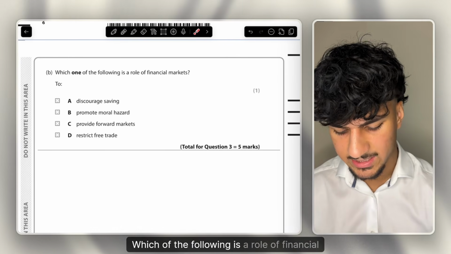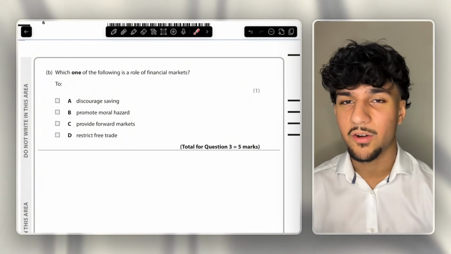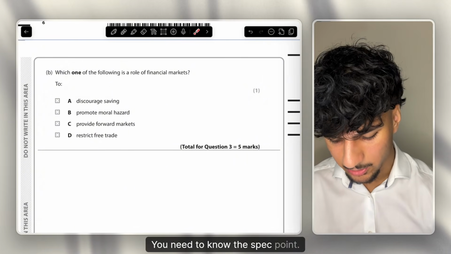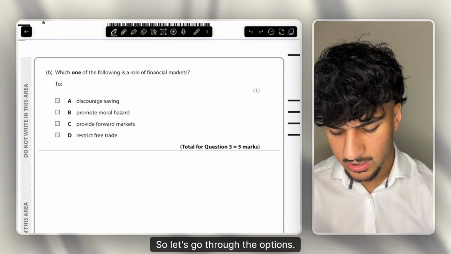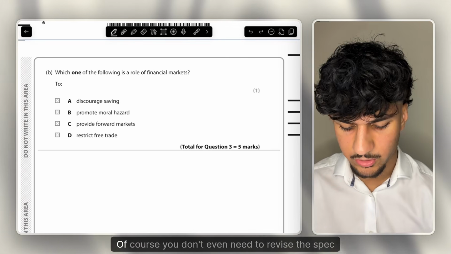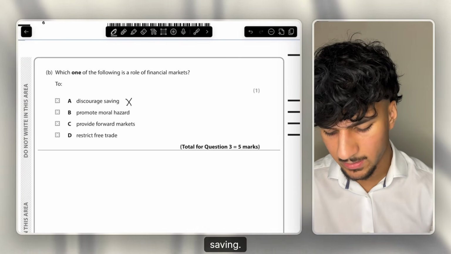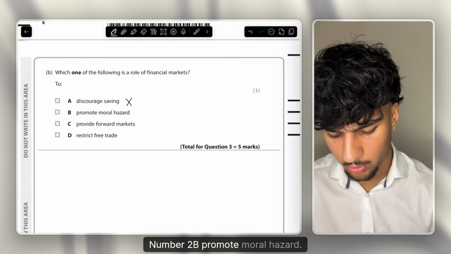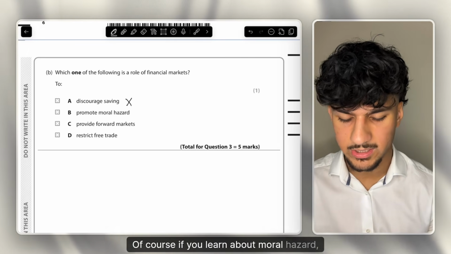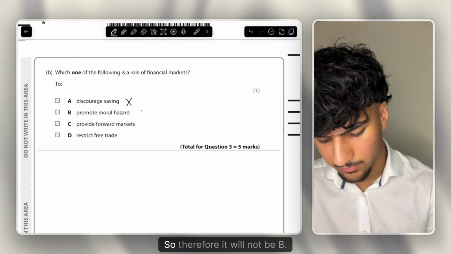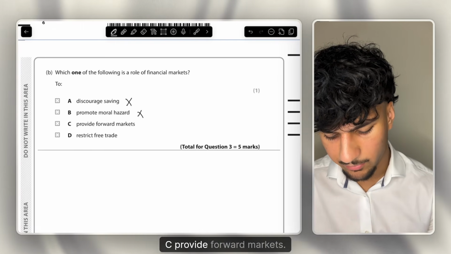Which of the following is a role of financial markets? And again, 4.4.2, you need to know the spec point. So let's go through the options. A, discourage saving. Of course, you don't even need to revise the spec to know that one is definitely not right. B, promote moral hazard. Of course, if you learn about moral hazard, we try to avoid moral hazard, so therefore it will not be B. C, provide forward markets.